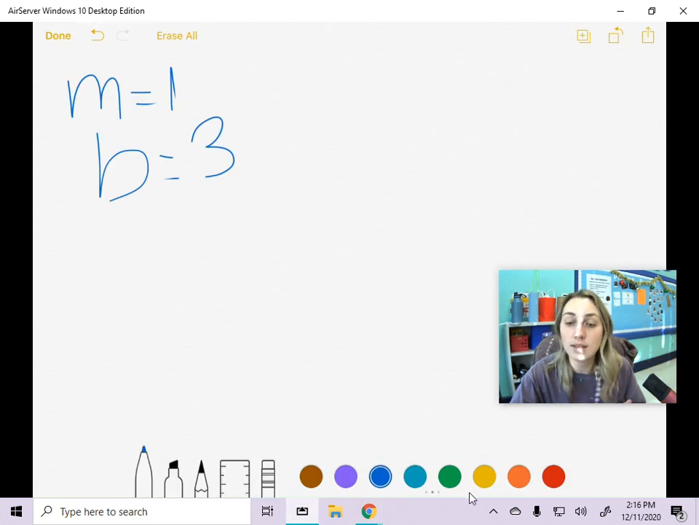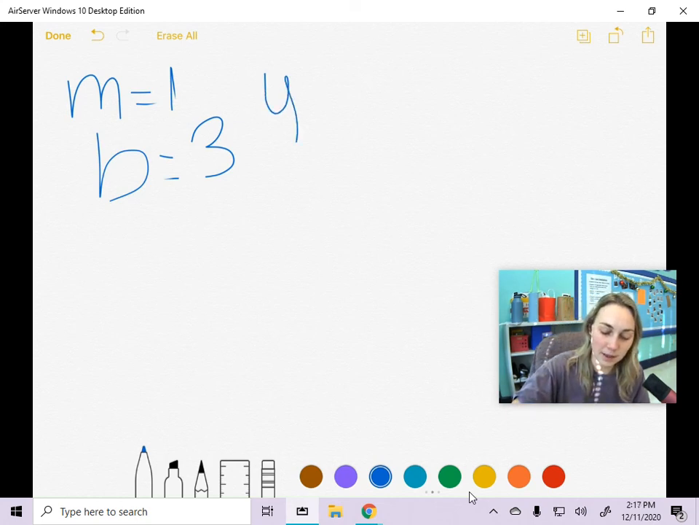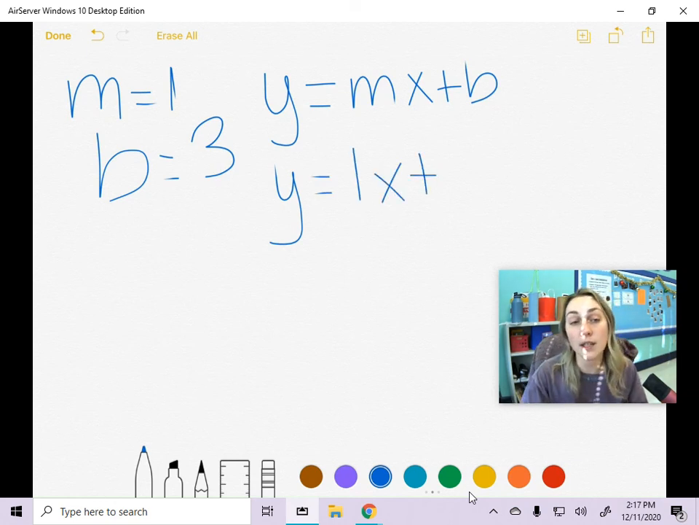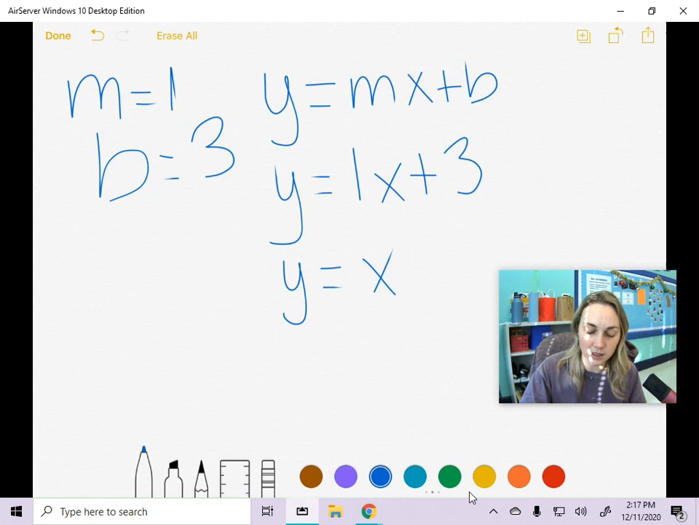Once we have that, we can put it into the slope-intercept form. So our slope-intercept form is y equals mx plus b. m is 1, so I'll put y equals 1x. And then positive 3 is our b, so I'll put plus 3 in there. You don't have to put the 1 next to the x because it's assumed already, so we can go ahead and just put x plus 3.